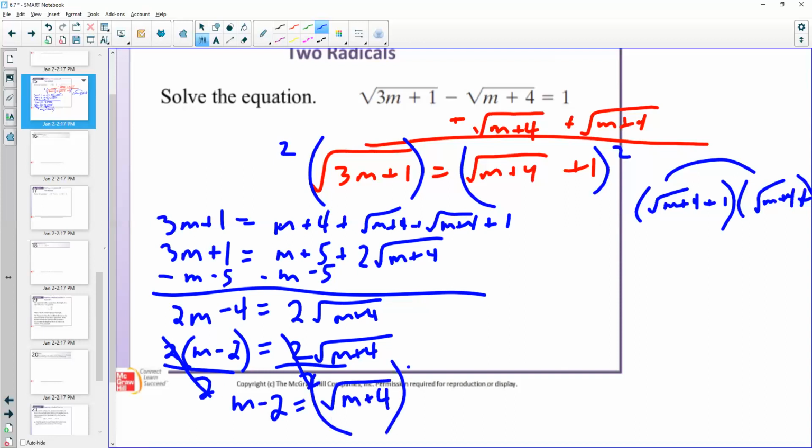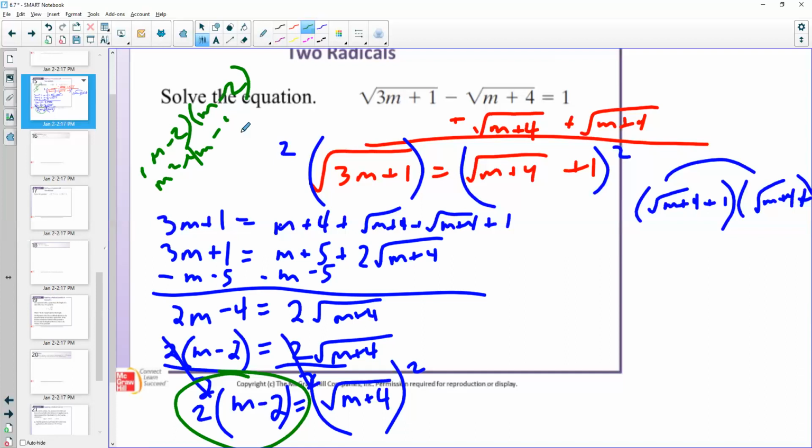And then I'm going to go through. I told you there were times we were going to have to square it again. And we have to square it again. Okay? So this side, circled in green right here, has to get FOILed again, squared. So m minus 2 times m minus 2, I'll do that up here, gets me m squared minus 4m plus 4. Okay? So on the left, I'm going to have m squared minus 4m plus 4 equals m plus 4.